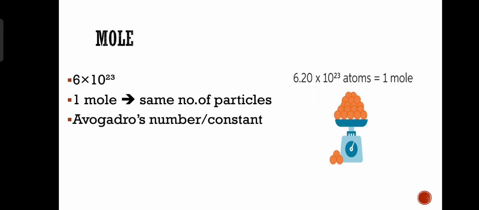This is your chemistry lesson, and in today's lesson we'll start about mole. We'll learn why it is important to use mole instead of any other unit or any other measuring technique.